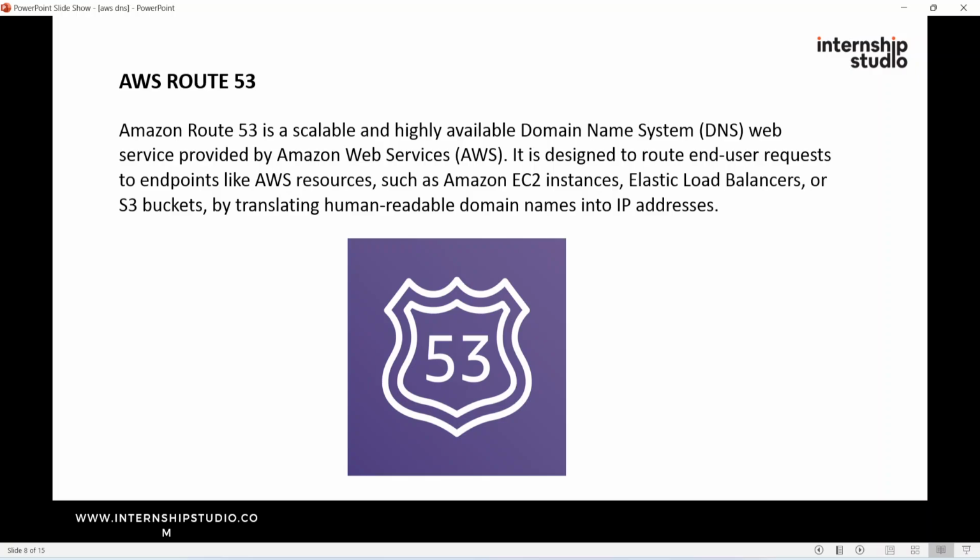So we'll read out the definition first. Amazon Route 53 is a scalable and highly available domain name system (DNS) web service provided by Amazon Web Services. It is designed to route end user requests to endpoints like AWS resources such as EC2 instances, elastic load balancers, or S3 buckets by translating human readable domain names into IP addresses. So at a high level, we can say Route 53 is a domain name system service provided by AWS.